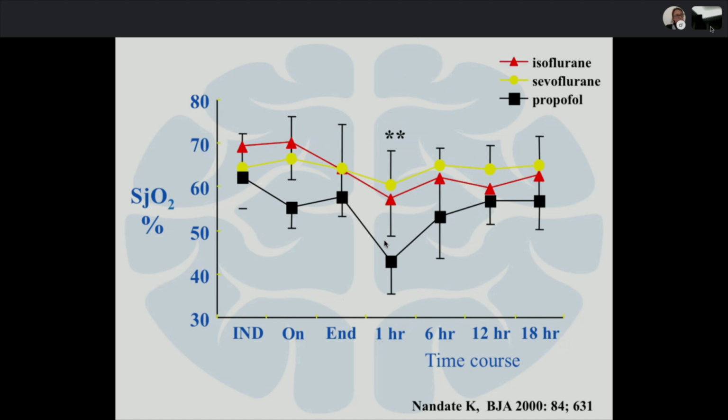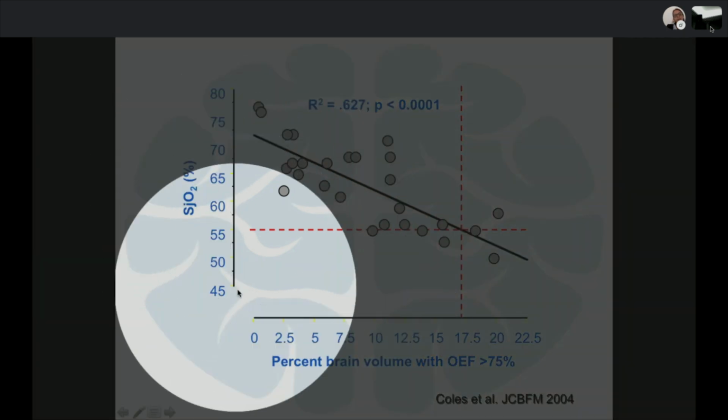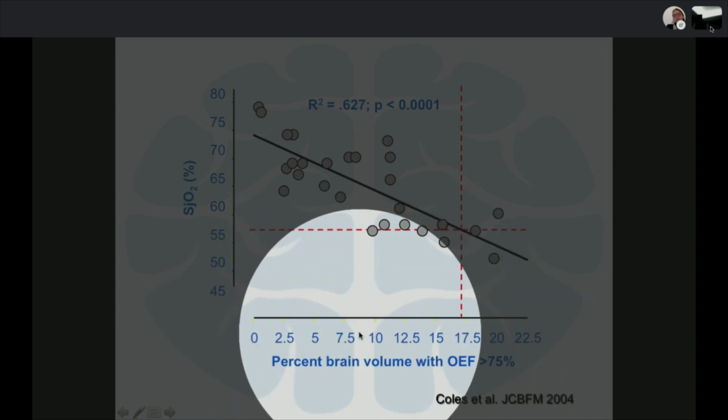So again, the main determinant for the SjvO2 in this case is, as first cause, the hypotension and the reduction of the cerebral perfusion pressure. But we need to be careful because this is the relationship between the SjvO2 and the percentage of brain volume.